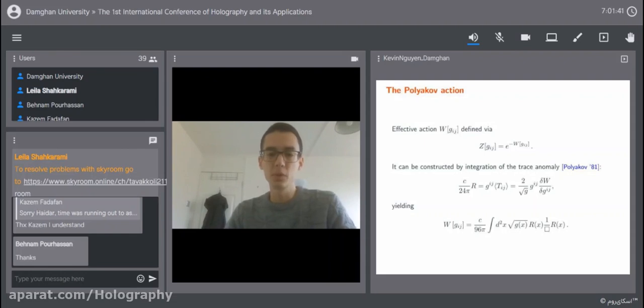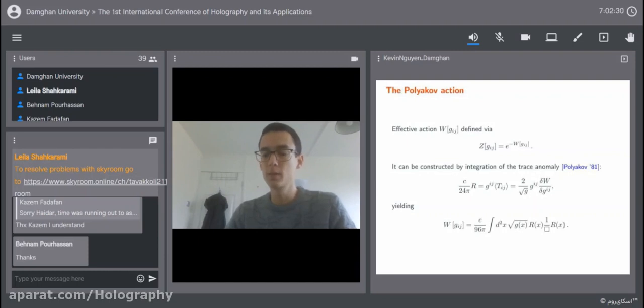So Polyakov taught us how to do this. We can start from the trace anomaly relation. So we know that the trace of the stress tensor VEV is related to the curvature of the background metric, and the coefficient of proportionality is the central charge. But this quantity, the stress tensor VEV, is also the derivative of W with respect to the metric. That follows from the very nature of the generating function. And now you can actually integrate this relation, and that's what Polyakov did, in order to find what W is.